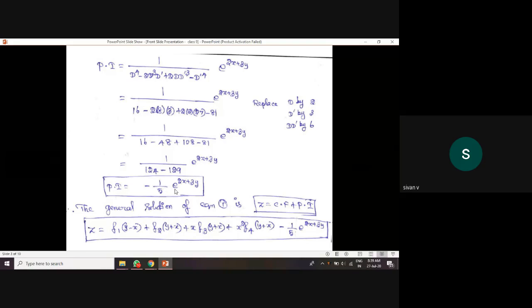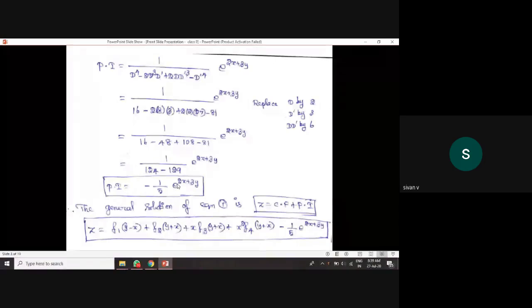So now we can write the general solution of equation 1 as complementary function plus particular integral. You have to write the complementary function separately: f1 of y minus x plus f2 of y plus x plus x into f3 of y plus x plus x square of f4 of y plus x, minus 1 by 5 e power 2x plus 3y, which is the particular integral. This is the type of problem they ask. We cannot identify which problem they will ask, so you have to get the idea of how to solve it. This is the first problem.